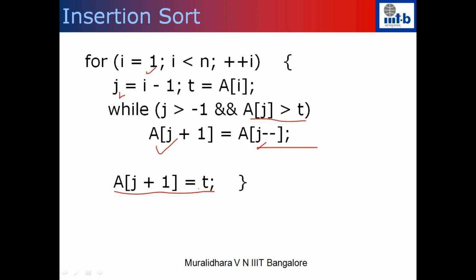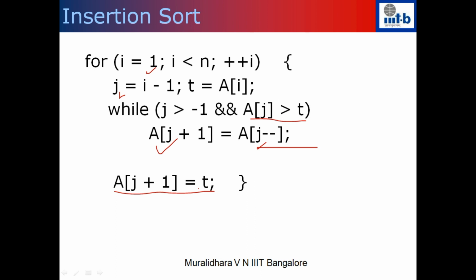I repeat this from i equal to 1 to n minus 1. At any point of time, I am assuming that the sequence from 0 to i minus 1 is already sorted. In the ith iteration, I am considering A of i. And at the end of the ith iteration, the sequence from 0 to i will be sorted.